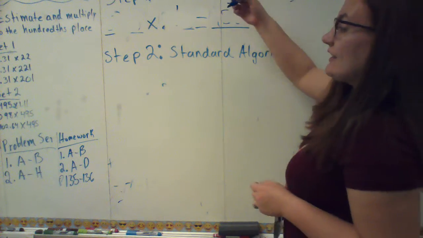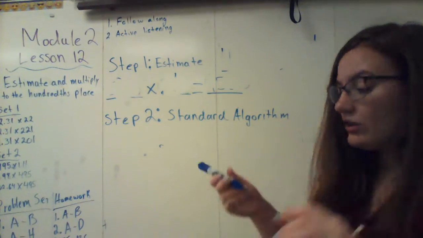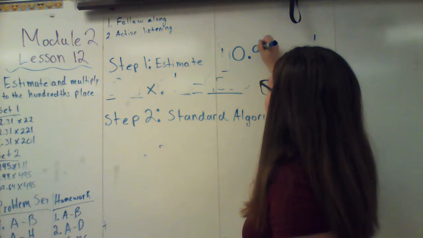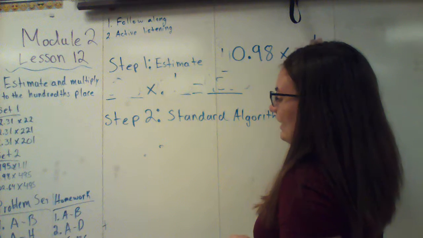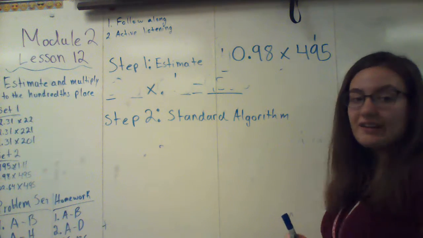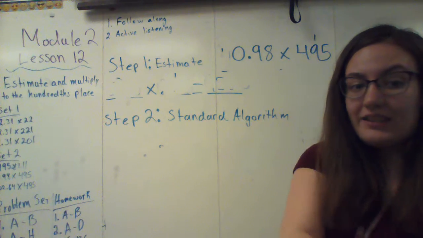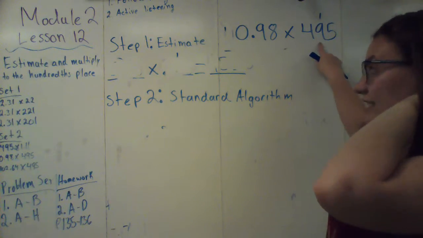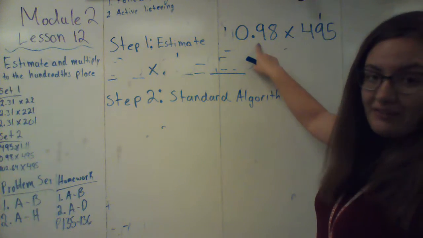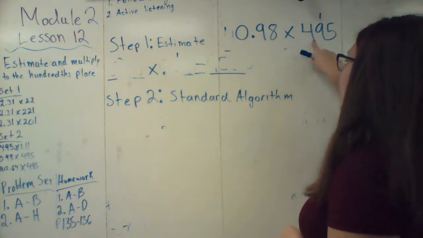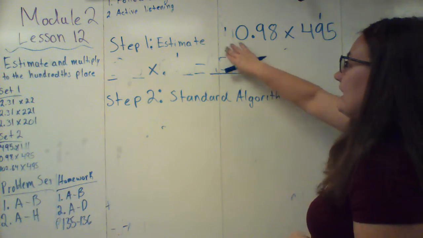Again, we're going to start with our estimate step. So your problem now is 0.98 times 495. As you might tell, this problem is still very similar to the last one that you just did. We still have that 495, and we just have a decimal that's a little bit less than the one we just went through. So let's round 0.98.